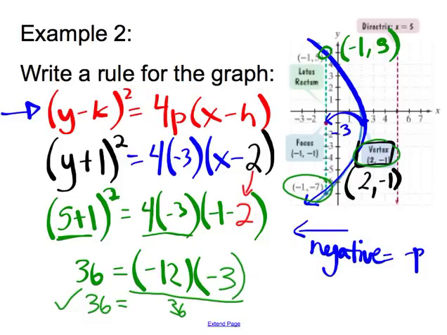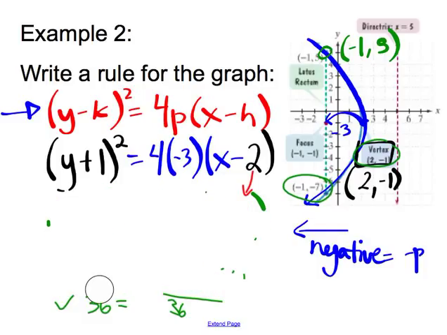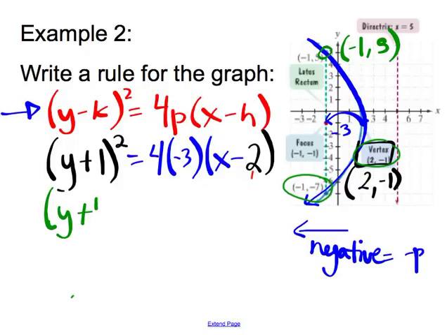Now this rule that we wrote, one quick thing we could do to make it written a little bit nicer is to simply rewrite it as y plus 1 squared equals -12, x minus 2. It's typically how it will be written just because it's simpler, it's less numbers, less stuff going on, and we can always factor out the 4 when we want to.